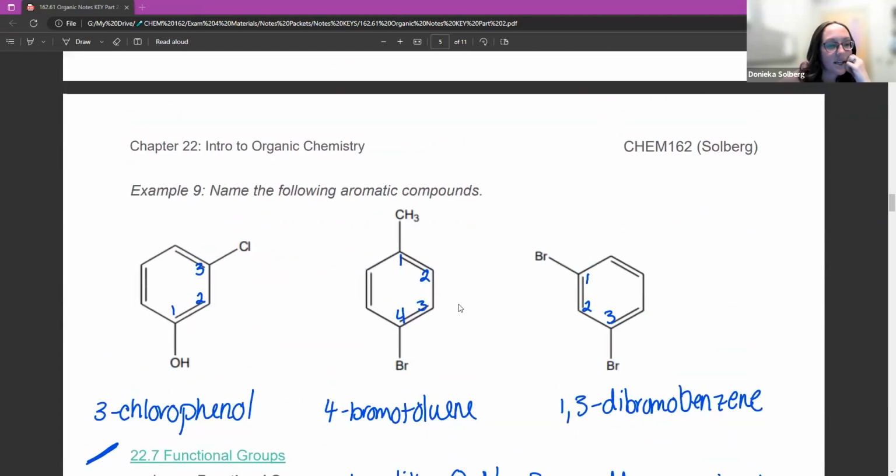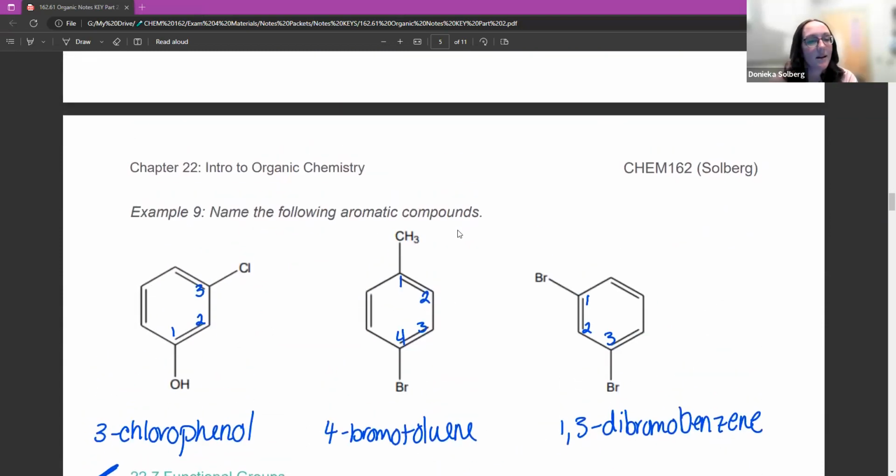So let's practice naming. Let's name the following aromatic compounds. So remember, these are benzenes. This is benzene, this is benzene. But if it's got substituents on it, it might have a common name. Okay, so let's look at that. So I've got this molecule, and this has an OH on it. So I told you if it has an OH on it, that is called a phenol. And that is where you are going to start numbering. So this is carbon 1, this is carbon 2, this is carbon 3. So this is 3-chlorophenol, however you want to say it.